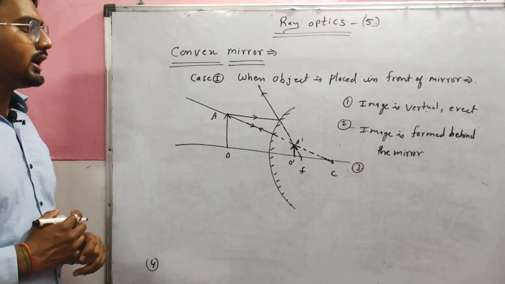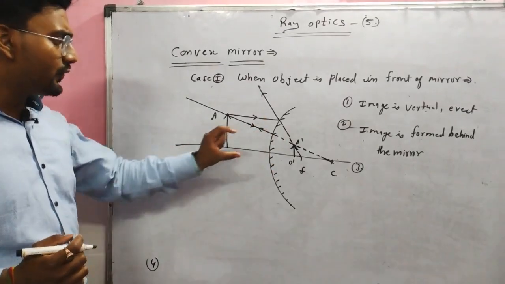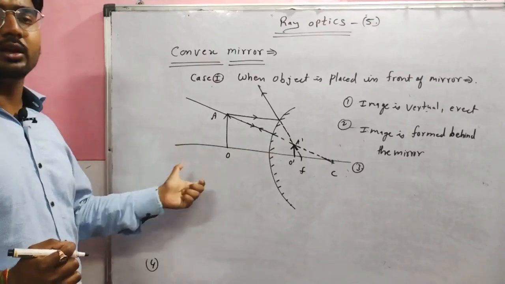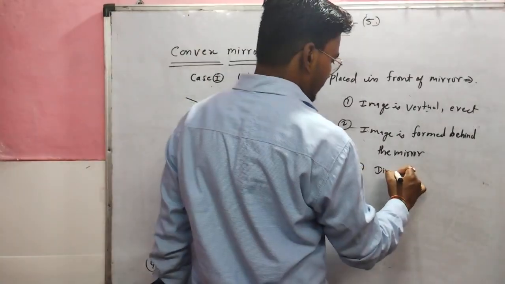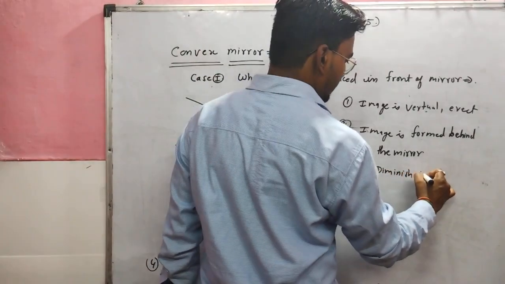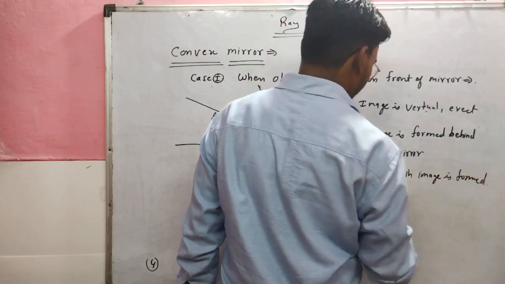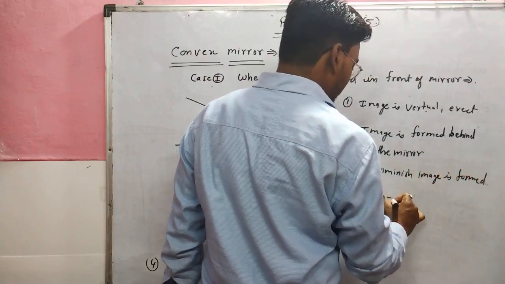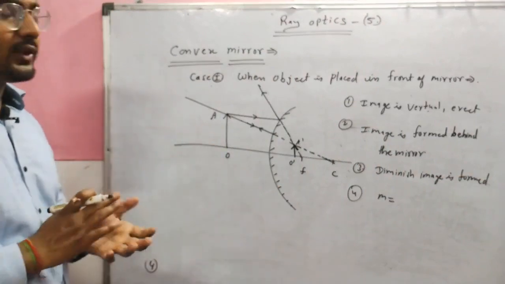the image is virtual and erect. The image is formed behind the mirror, and the size of the image is smaller than the object, meaning a diminished image is formed. And now the most important point, which is the last point, magnification.